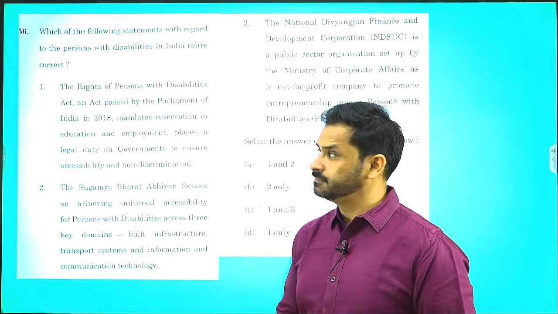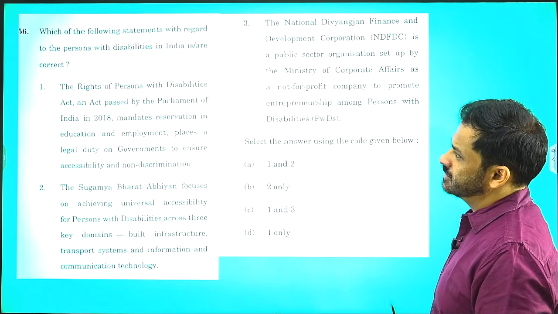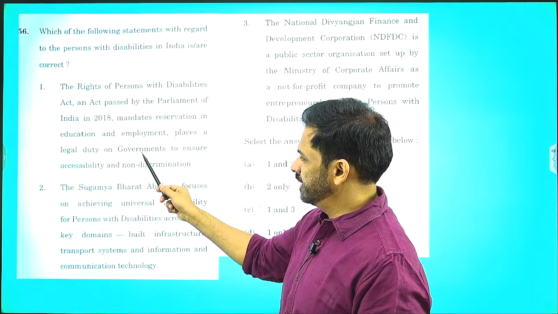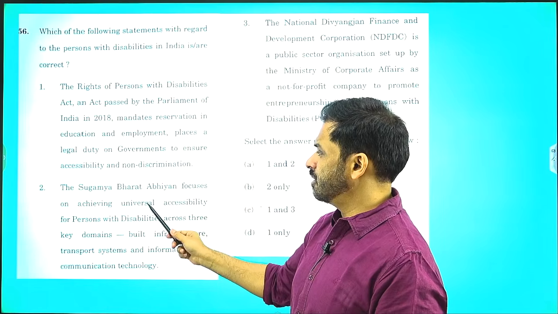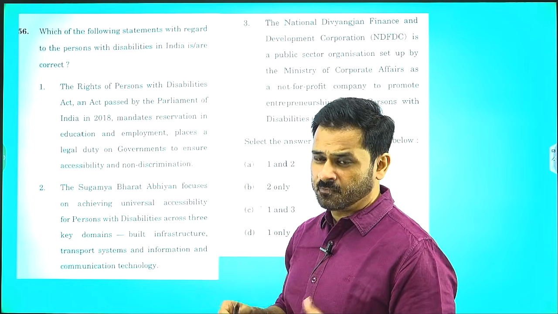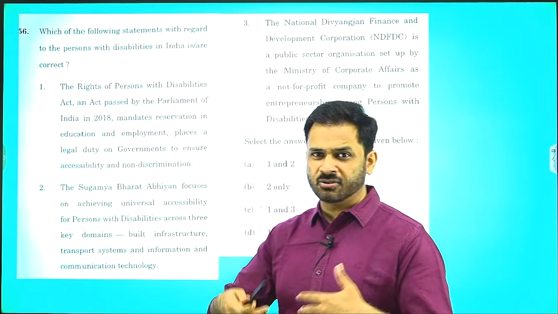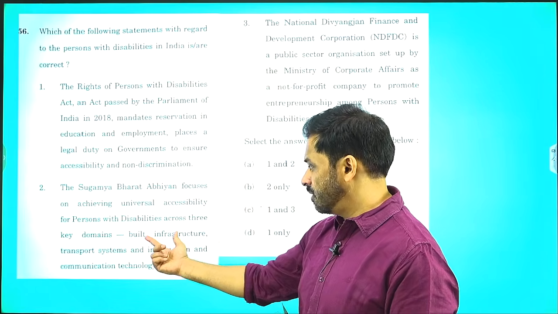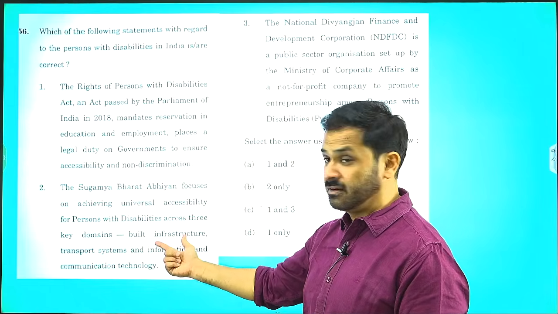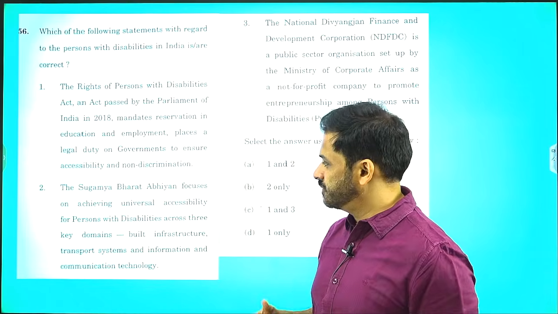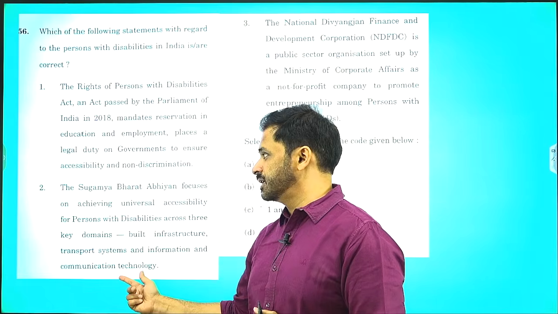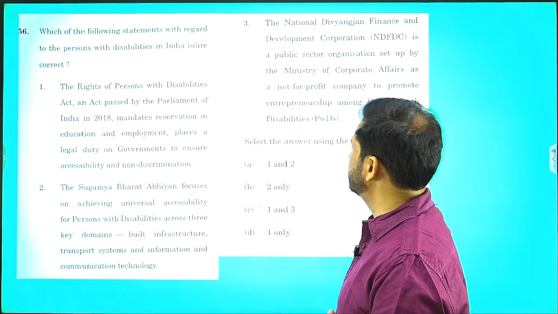That's a lot. So the first statement is not correct because the law came in 2016. Otherwise, everything else was correct. So Sugamya Bharat Abhiyan was launched in 2016. And its purpose, obviously, is to make mobility and transit easier for them, accessibility easier for them. Of course, 3 different areas: the environment in which they are working, the infrastructural facility, the transport system and the information communication technology. So this statement is correct.